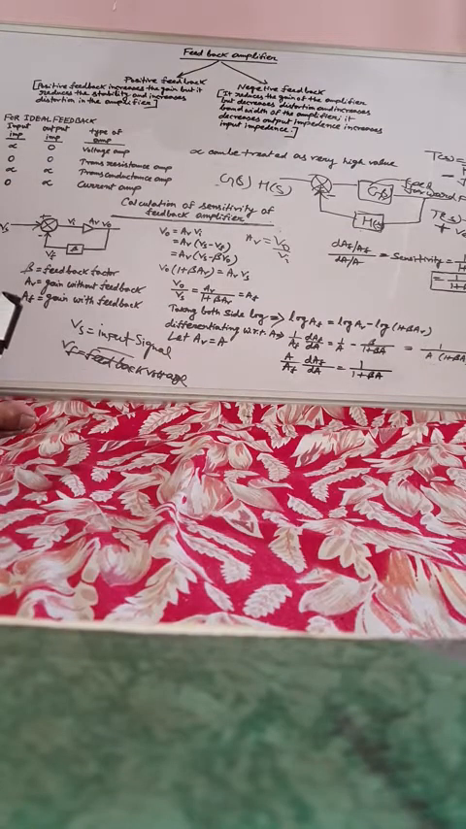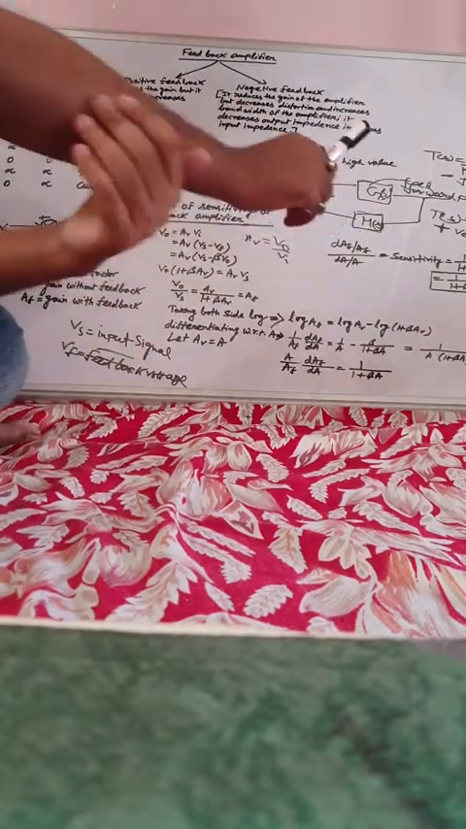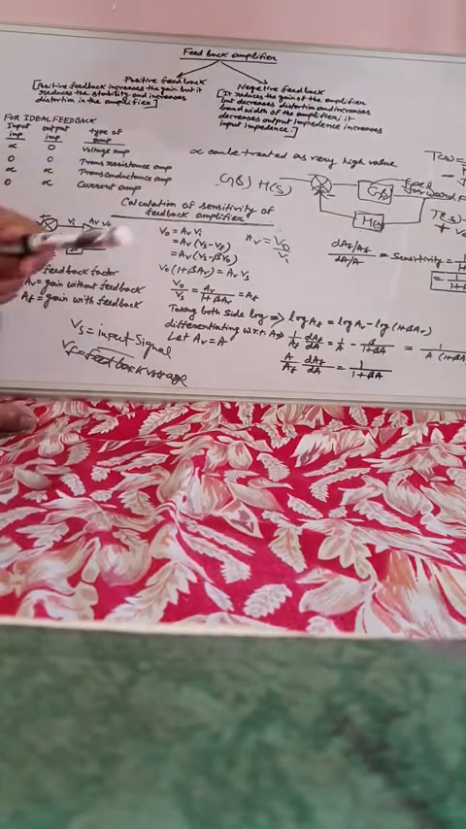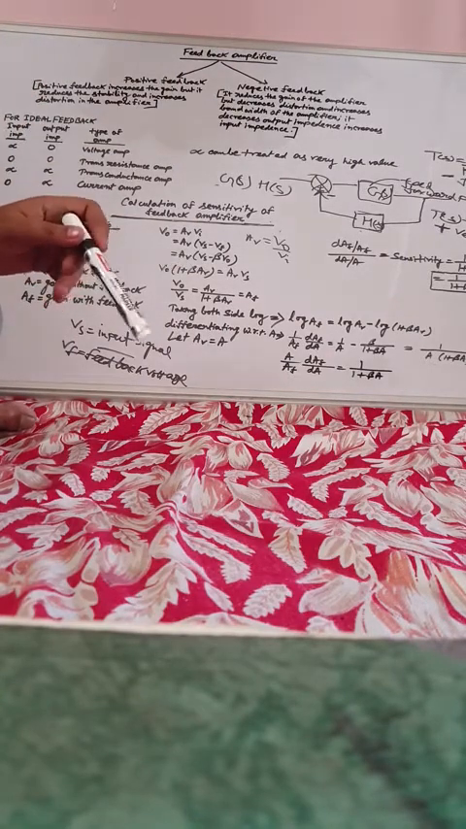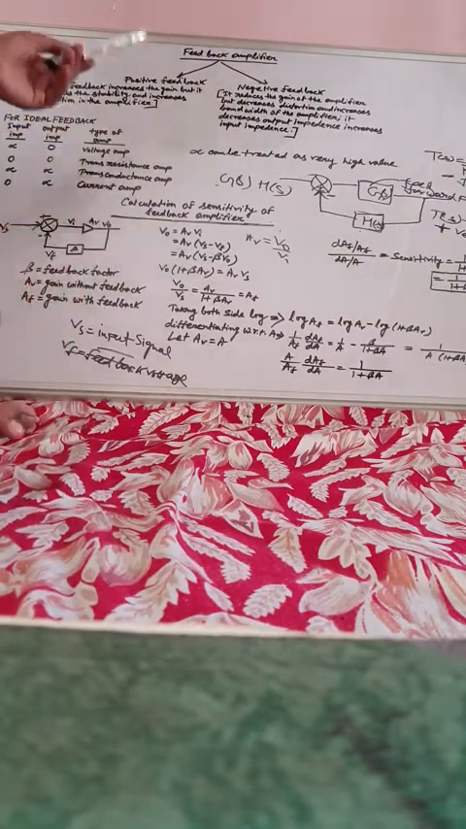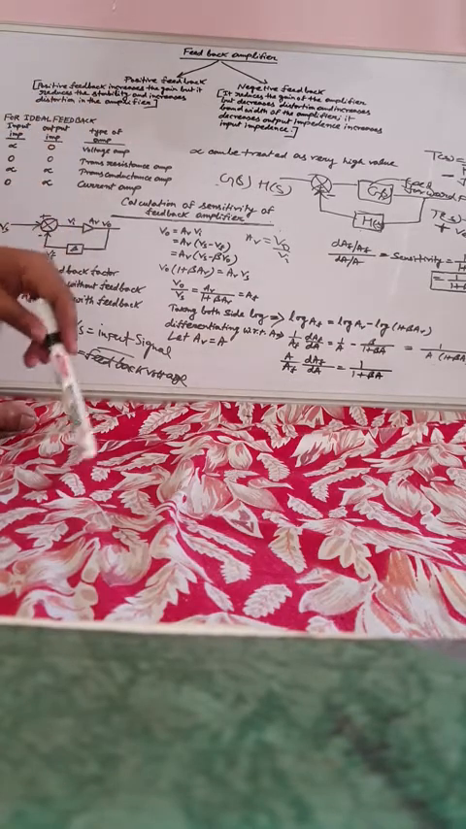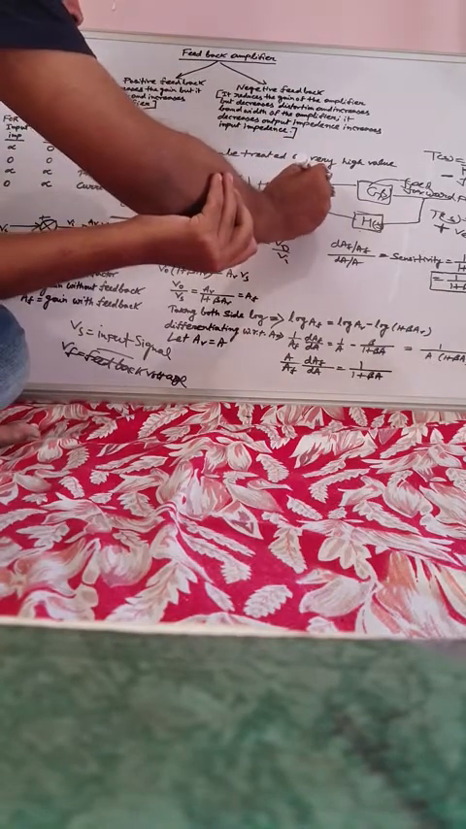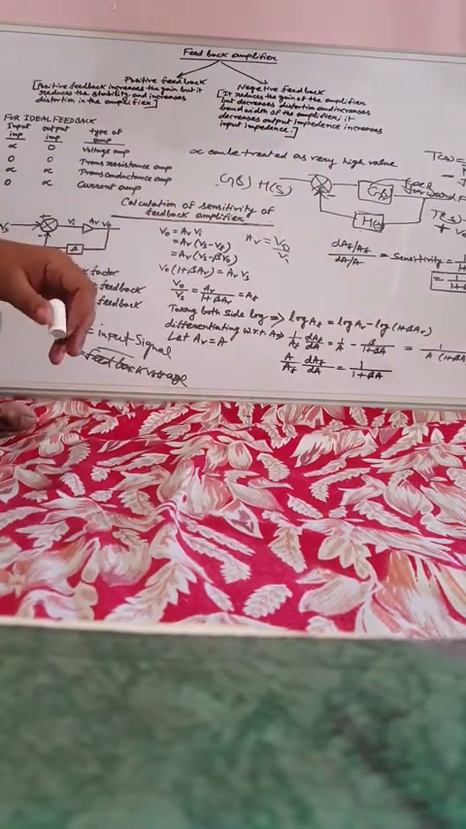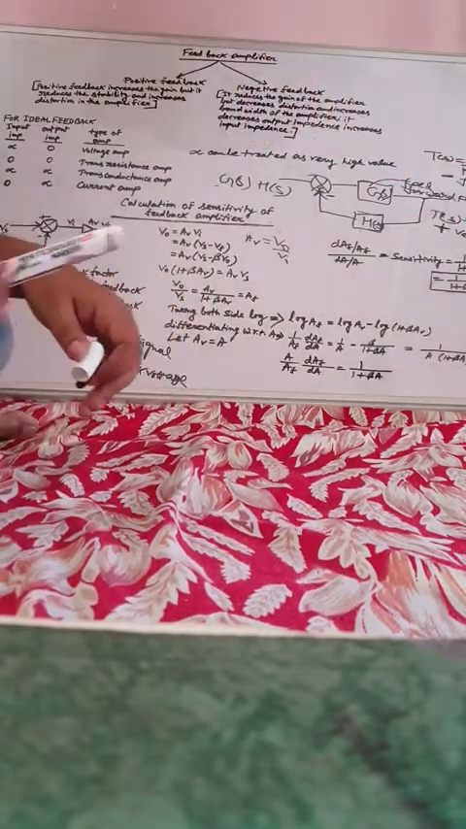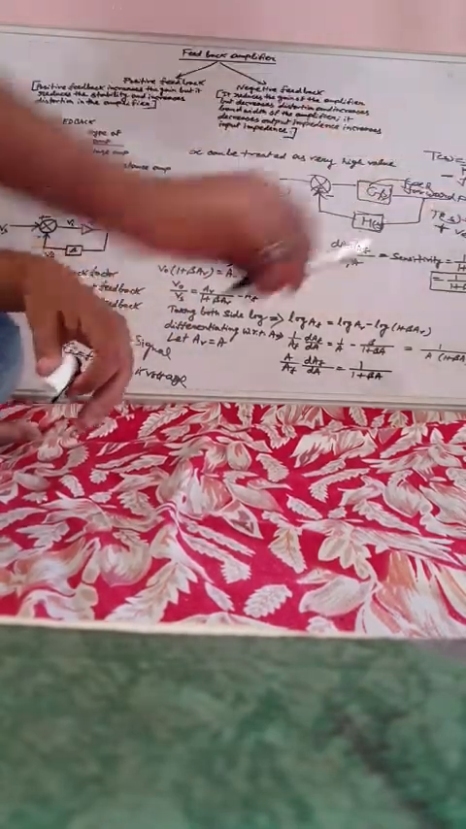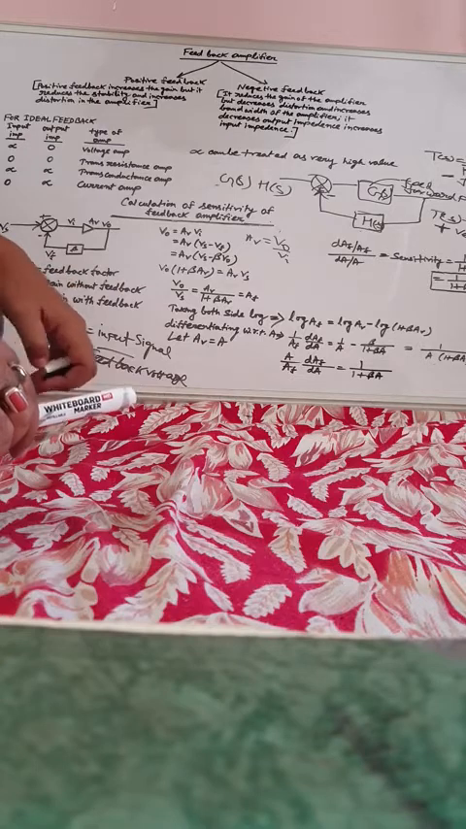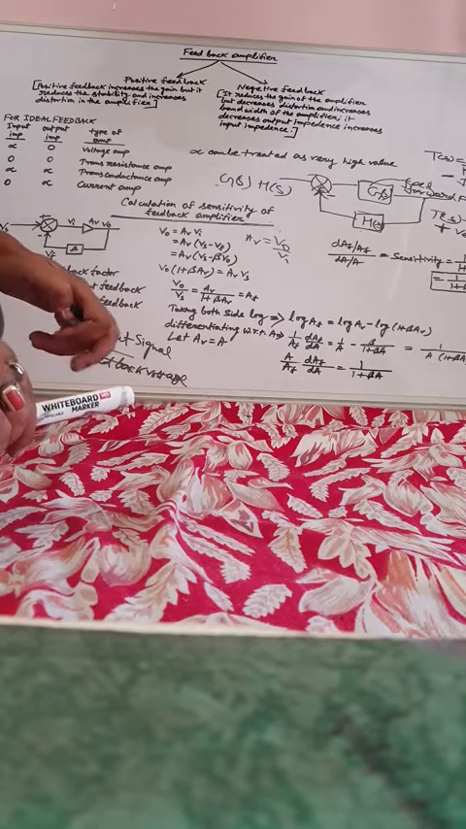So if you calculate the transfer function, generally two types of feedback are there. One is positive feedback, one is negative feedback. So what is the advantage and disadvantage of positive feedback? Positive feedback increases gain, but it reduces stability and increases distortion of the amplifier. Why? See, if you use positive feedback here, our transfer function will be G(s) divided by 1 minus G(s)H(s). Ultimately, it will increase the gain of the system, but it increases the distortion and reduces the stability of the system.